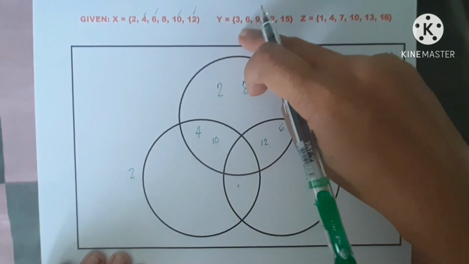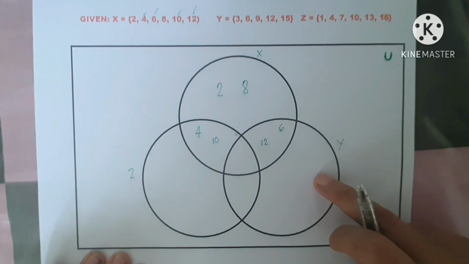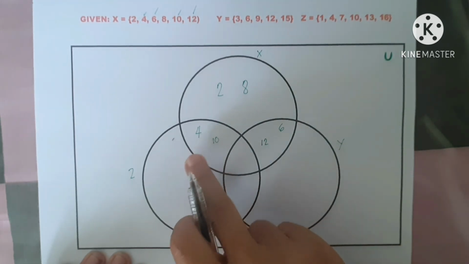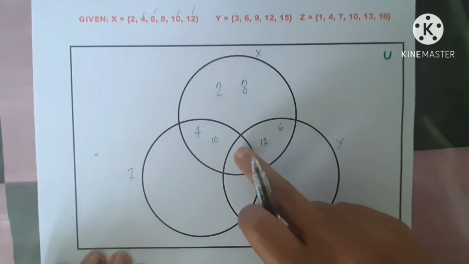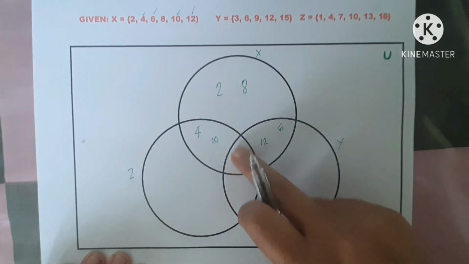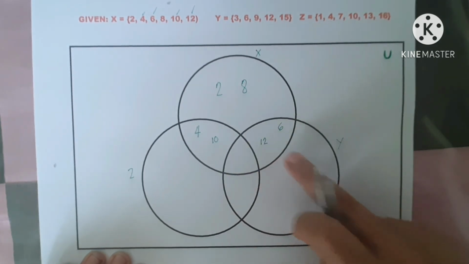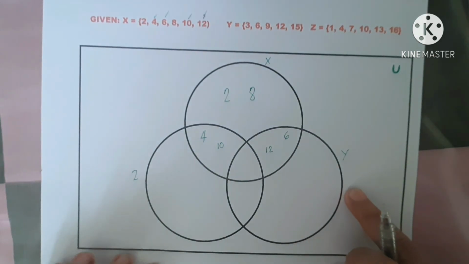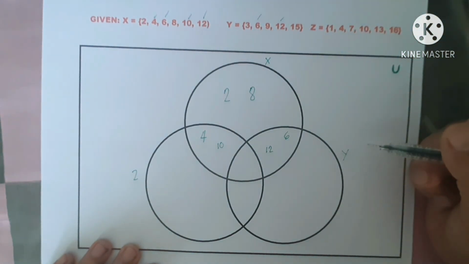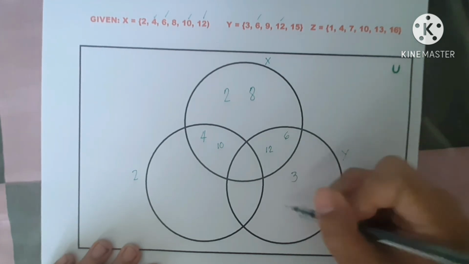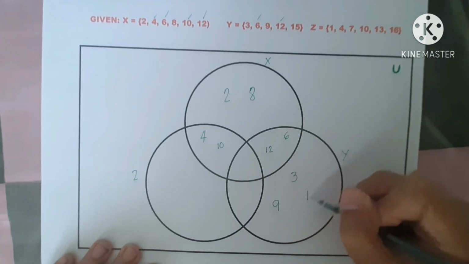Now, let's go to set Y. Okay? So, for set Y, of course, you do not skip here, since that is set Z. In set Y, you only look at this portion. Now, since this one is empty, you only look here. So, in set Y, 6 and 12 are already written. That means the ones without a check are what you put in. So, I have here 3, I have 9, and I have 15.